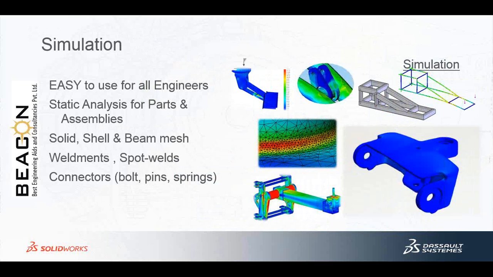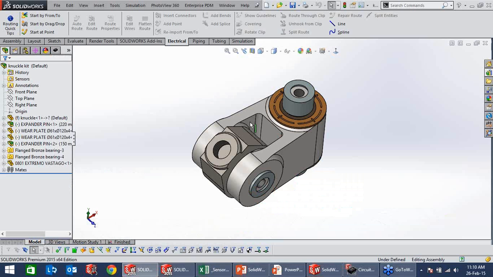The best thing is SolidWorks is providing this in SolidWorks Premium. You can even run static simulation on parts as well as assemblies, and you can work with solid elements, and we have shell elements and beam elements, and you can also provide bolts, pins and springs as well. Now I'll create one scenario. We have an example. This is a knuckle kit.